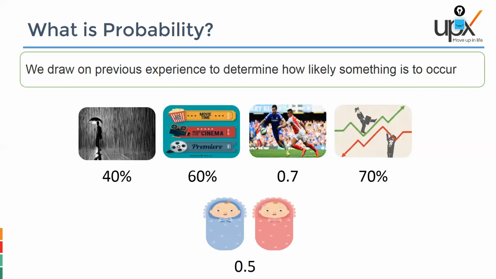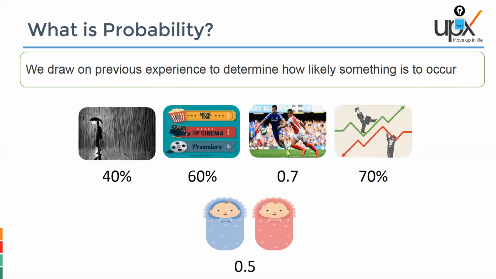Boy and girl: always there is a 50-50 chance of you having a boy or a girl. So the chance is 1 by 2. There are 2 possibilities, and you're interested in one possibility, which is either a boy or a girl. So the probability is 1 by 2, which is nothing but 0.5.